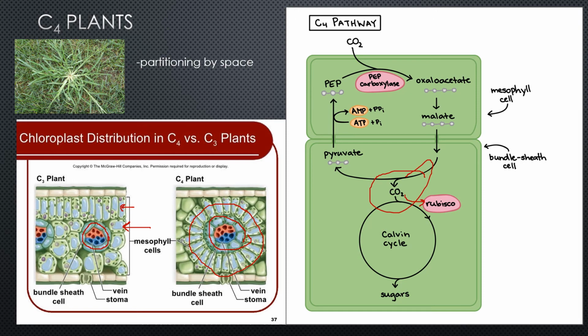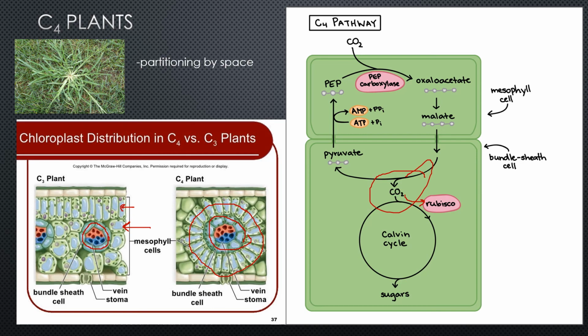So this allows C4 plants to thrive well in really hot conditions. So if you think about here in North Carolina, think mid-July, super hot, super dry. Don't we almost always have a drought? And if you look at some of those neighborhoods where we have fescue lawns, that lovely lush green grass that in the spring is beautiful.